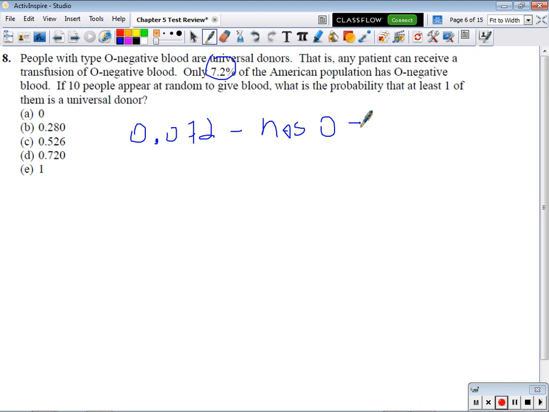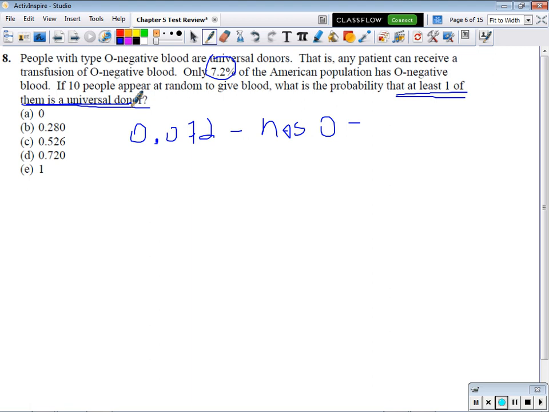So if the probability that someone has O negative blood is 0.072, what the question is asking here is what's the probability that at least one of the 10 is a universal donor. So just remember that if it's at least one of the 10, that means you could have 1 is a universal donor, 9 are not, 2 is a universal donor, 8 are not, 3 is a universal donor, 7 are not. And we did a question like this in one of the reviews and on one of the previous quizzes that we had. So we said that the complement of at least 1 is a universal donor is to say that none of them are universal donors.